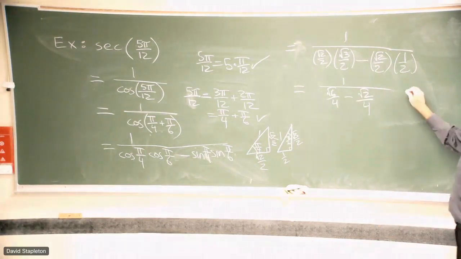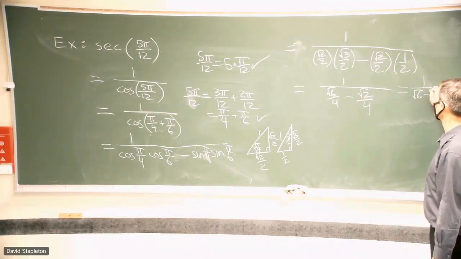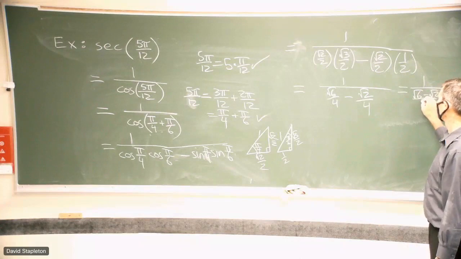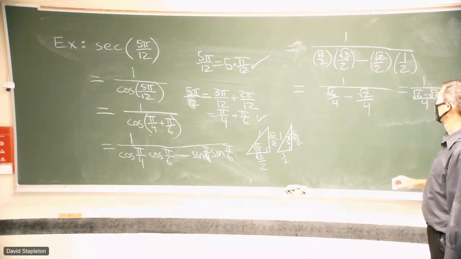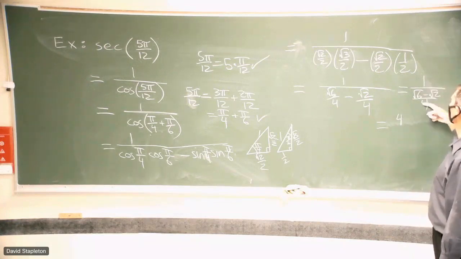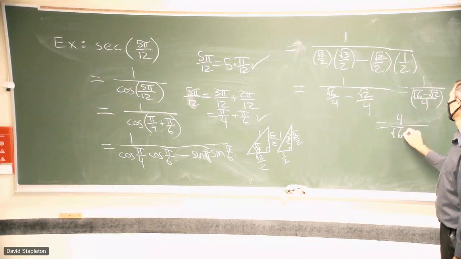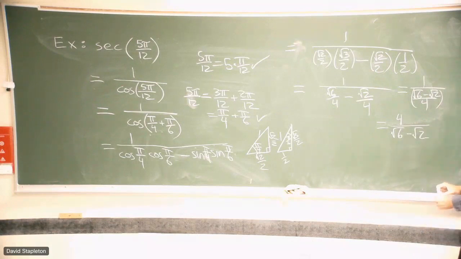All right, we can combine them as before, get a common denominator, square root 6 minus square root 2 all over 4. And now this becomes nicely 4. Right, the reciprocal of any quotient, let's just turn it upside down, 4 over square root 6 minus square root 2.